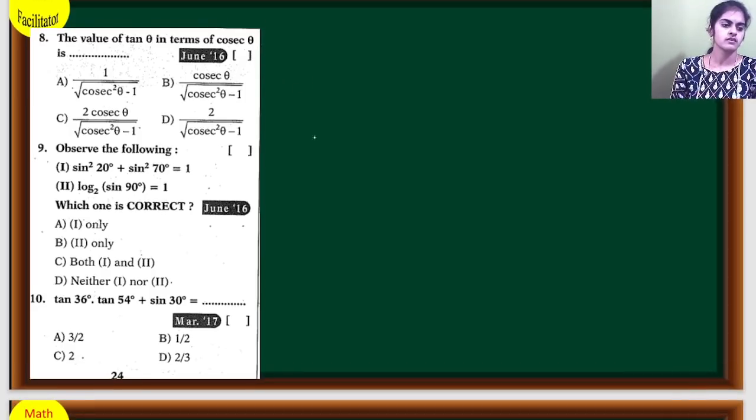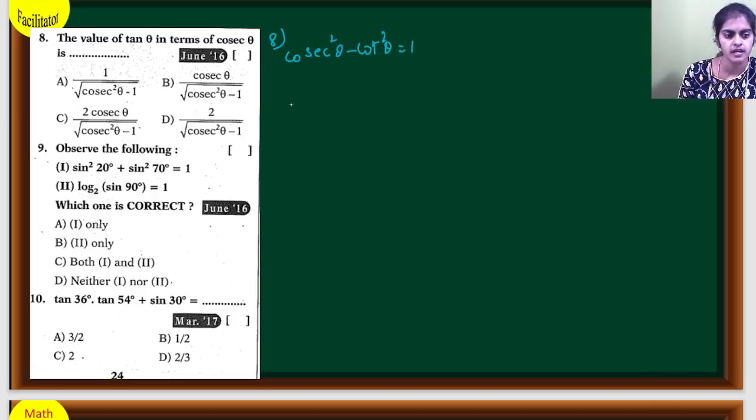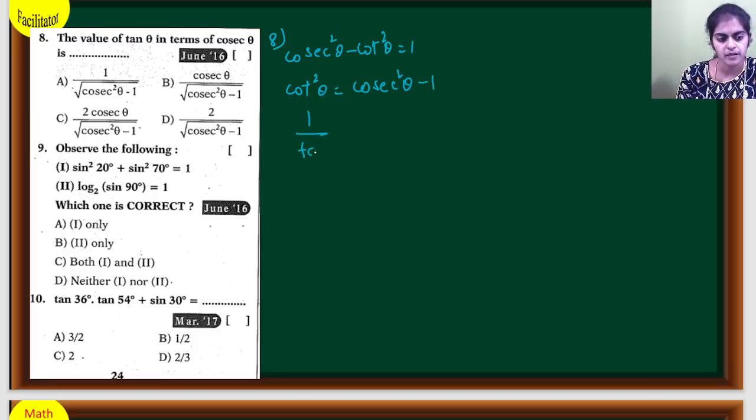Okay. So see here, question number 8. Tan theta in terms of cosecant theta I have to write. So we know cot and cosecant we have a formula, isn't it? Cosecant square theta minus cot square theta is 1. So here I can write cot square theta is nothing but cosecant square theta minus 1, or cot is 1 by tan. So 1 by tan square theta is cosecant square theta minus 1.